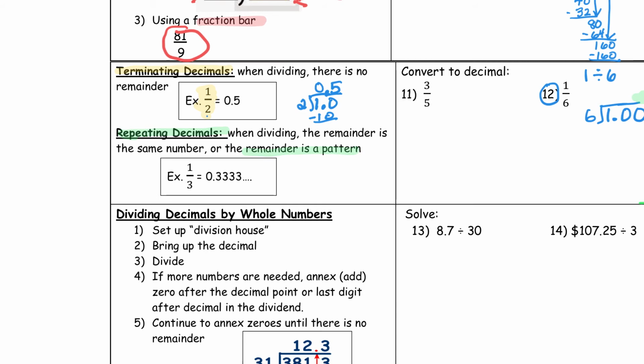Let's keep going here. Dividing decimals by whole numbers. Set up your division house, bring up the decimal, divide. If there are more numbers needed, always annex or add the 0 after the decimal or last digit in the dividend, and you continue to annex zeros until there is no remainder. Try number 14 on your own, and then pause the video and check. And there's your final answer.